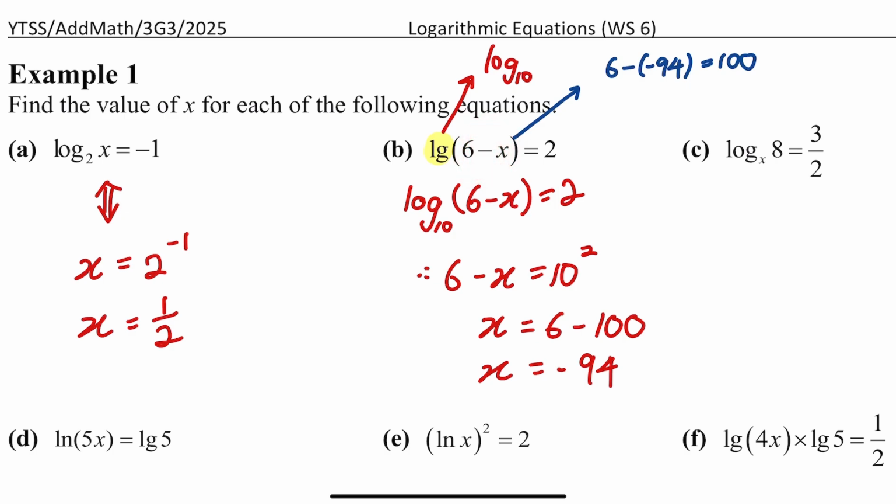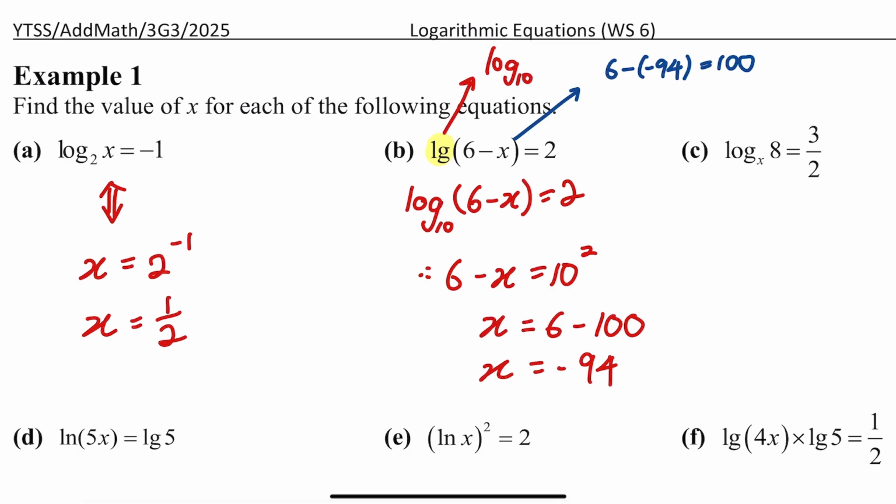Okay? Remember, a lot of students always think that just because x is negative, I must reject. That is not true. This entire expression here must be positive. And in this case, even though x is negative, the entire expression 6 minus x is 100, which is a positive number, and therefore this is a valid equation. Okay, let's now look at part C.